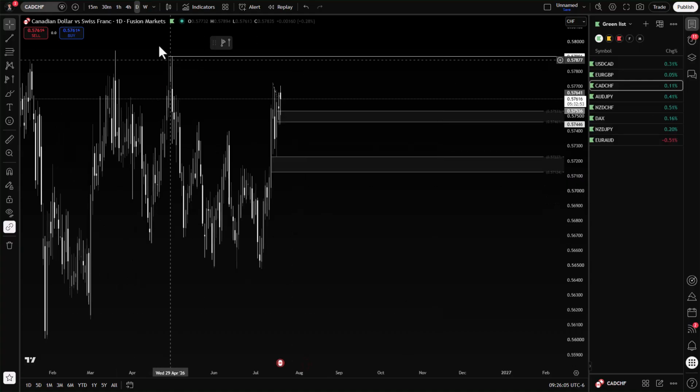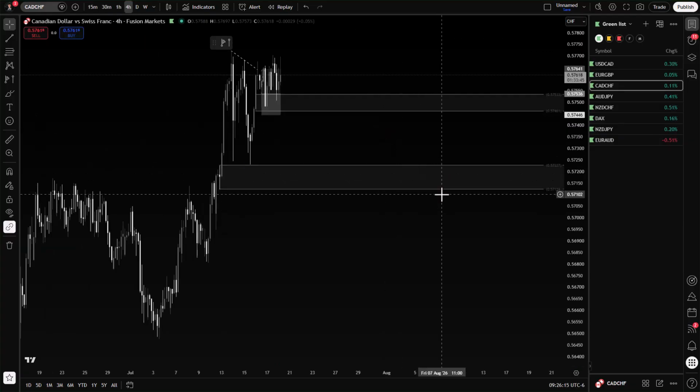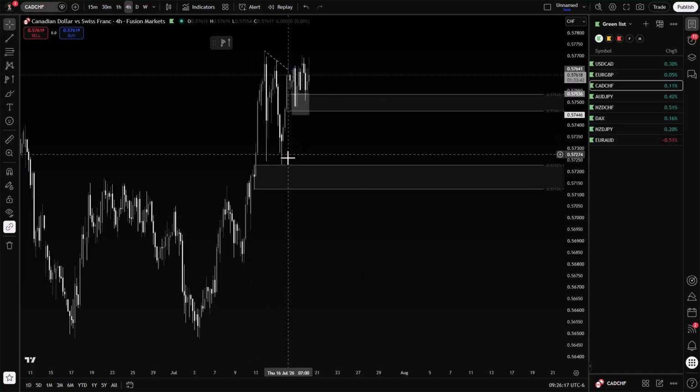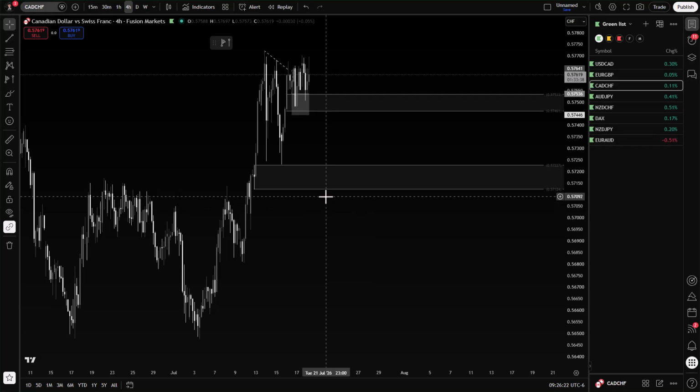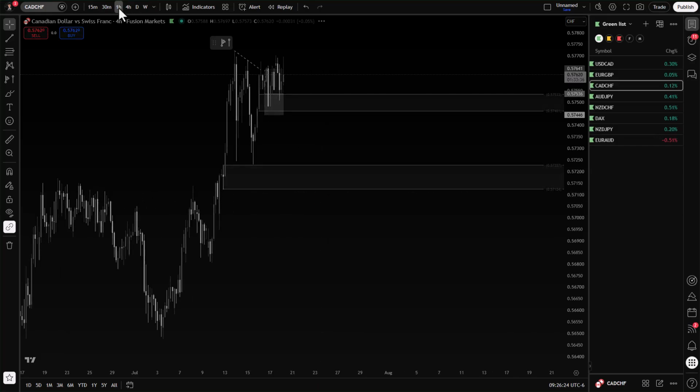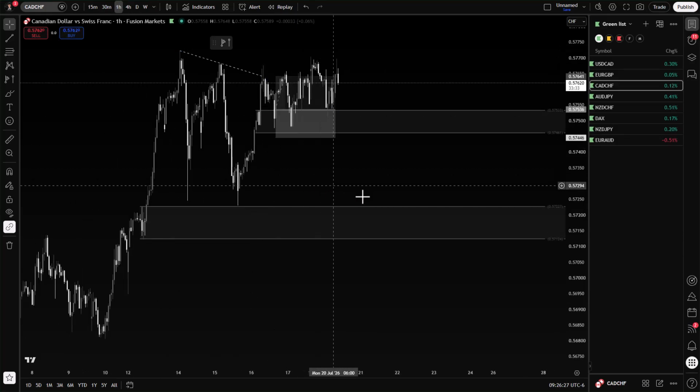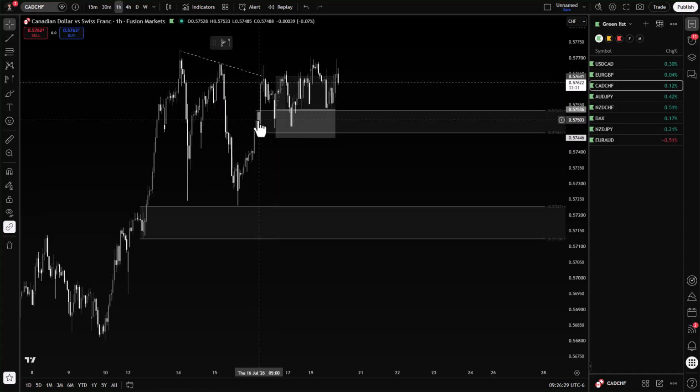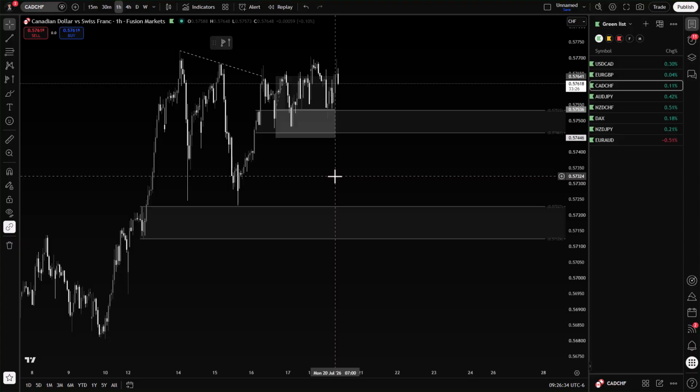So we have these equal highs at 0.57901 according to the server I use, Fusion Markets. On the 4-hour time frame, see price reacted off this level of demand. On the 1-hour time frame, we have this broken trend line, and then we have this level of demand, or CP or RBR, depending on where you learn supply and demand from.